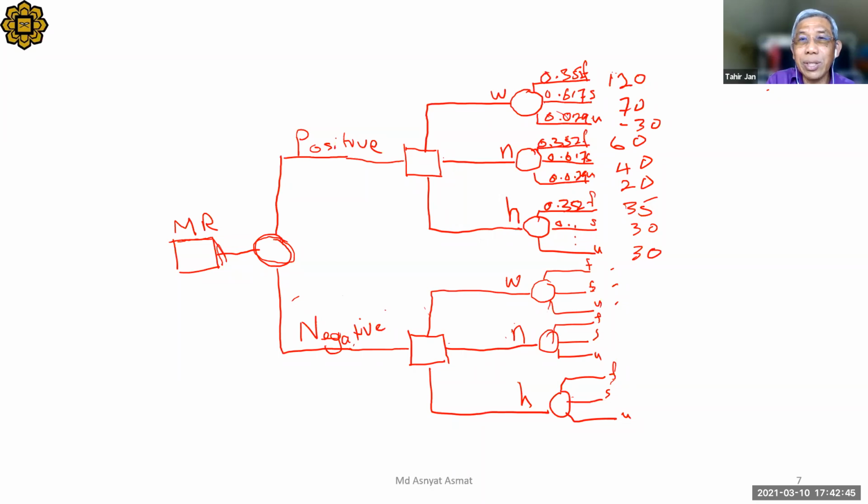Let's look at the second one. The second one also has the same set of payoffs. Here 120, here 70, this one is negative 30, 60, 40, 20, and so on.